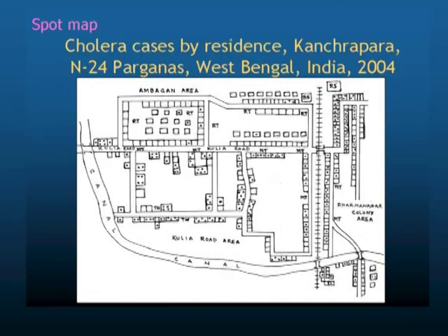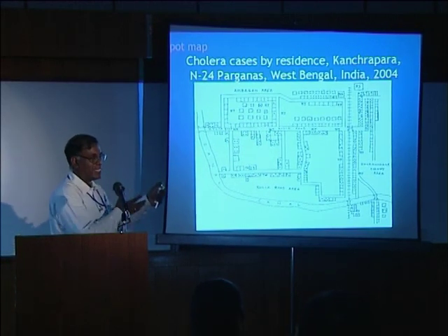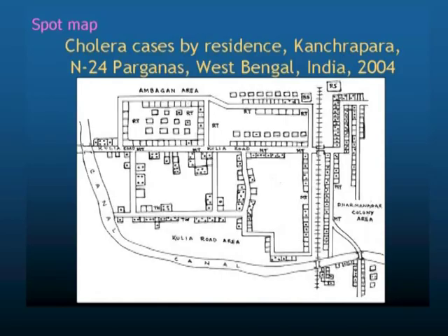And this is called a spot map. Cholera cases by residence in West Bengal. So this is again with respect to place. When you do a spot map, you know where clustering occurs. You could see the clustering of cases more in this region. These are all regions which are not affected, whereas this is the region which is most affected. Then you can go and find out what the cause could be.